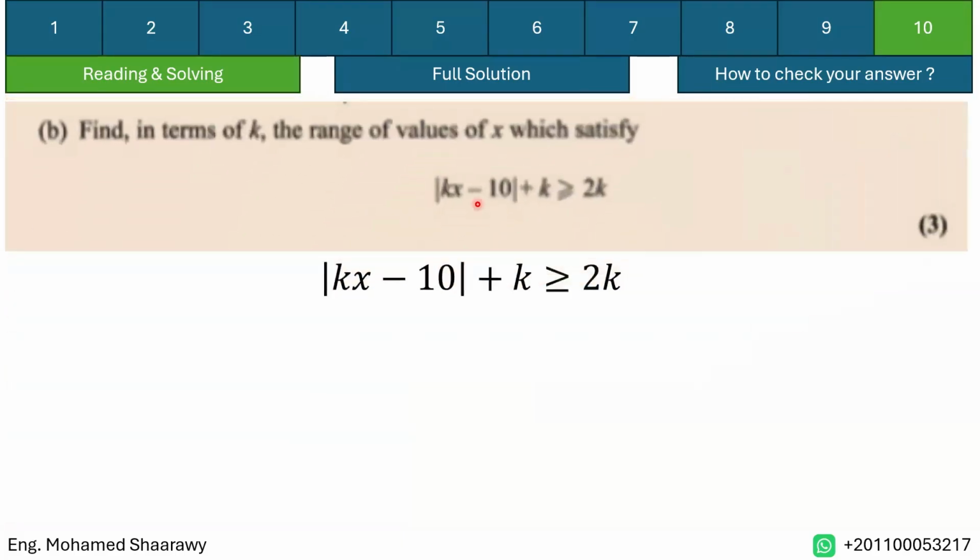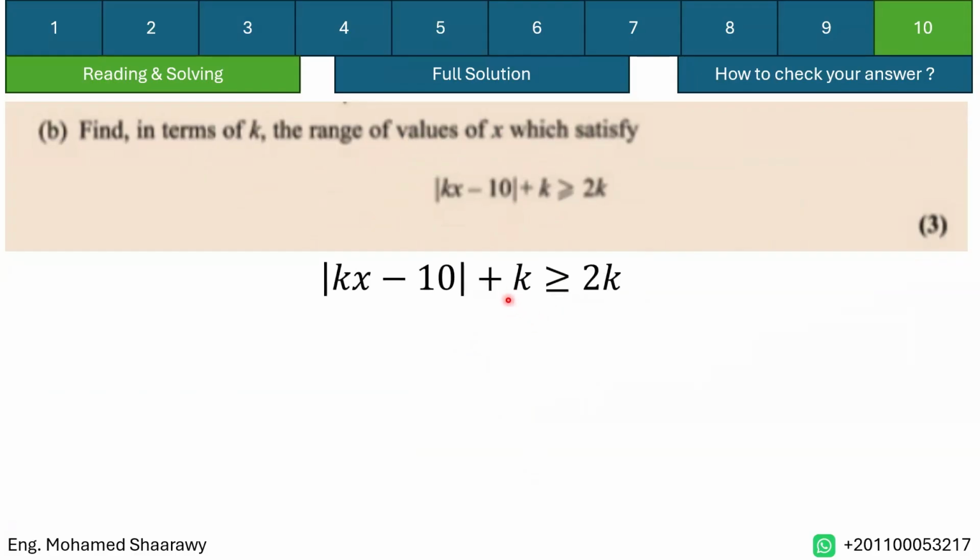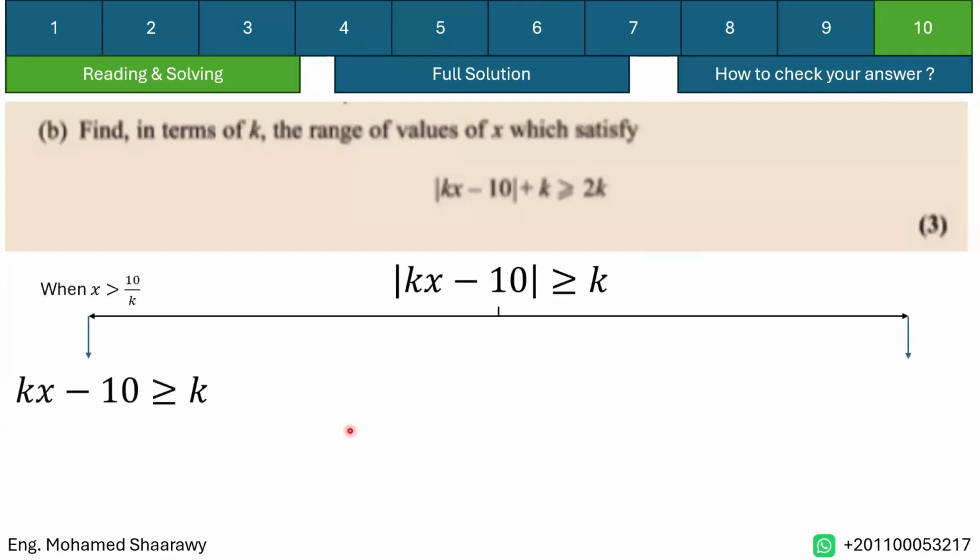Okay, now it wants me to find the range of values of x which satisfy this inequality. In order to solve this, let me subtract k from both sides. I did this fast, so both sides minus k, this will disappear, and this will be just k. Okay, in order to solve this inequality, I need to get rid of this absolute. In order to get rid of any absolute, you need to assume two things: whether the domain of the absolute is the positive domain or the negative domain.